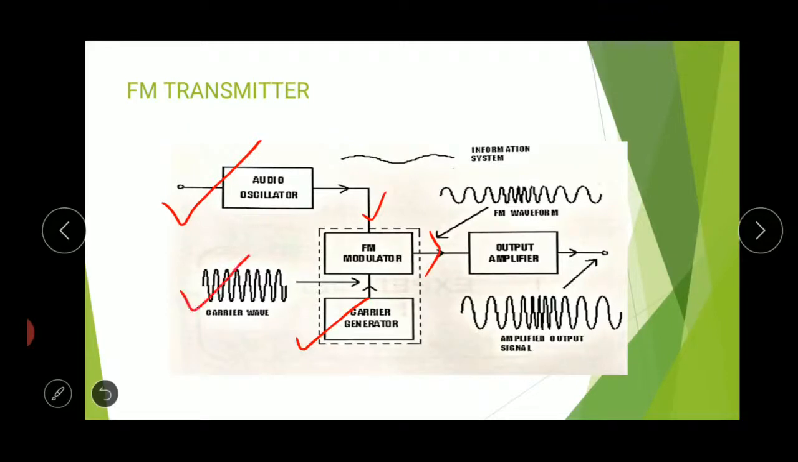So this one is the carrier waveform. Then after modulation, in this waveform we can easily observe the frequency changes. Here in these parts the frequency is small or less, and here the frequency increases. After amplification we get this type of waveform. So this is all about the FM transmitter.